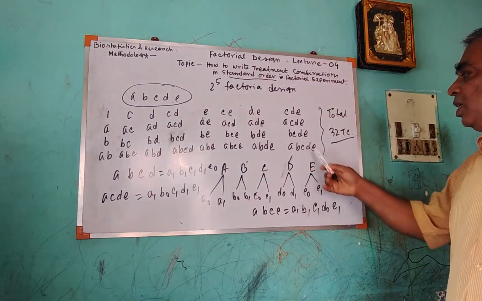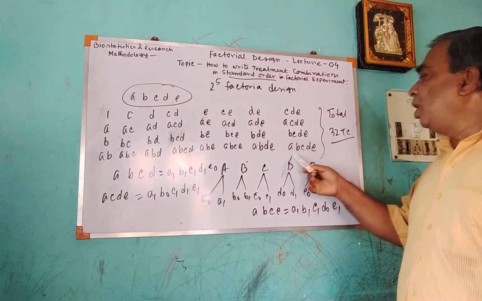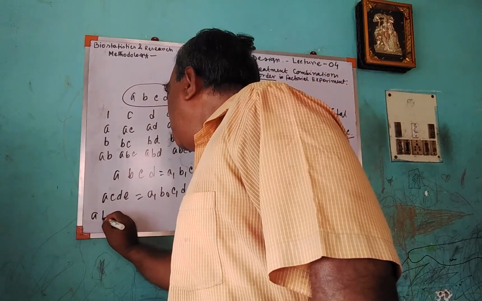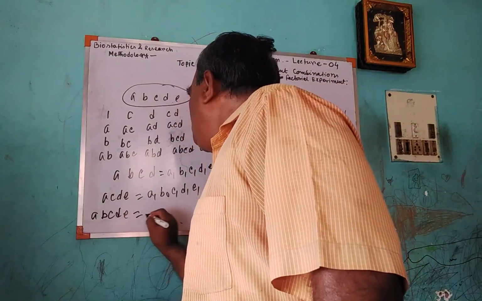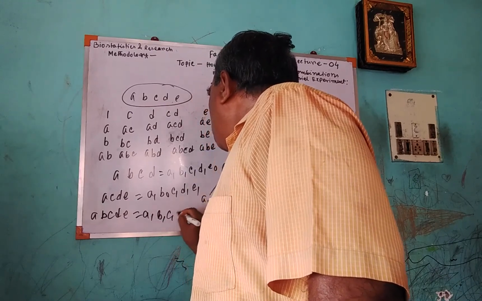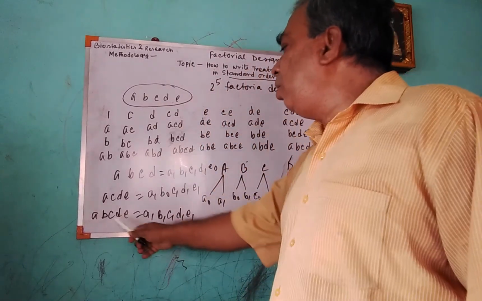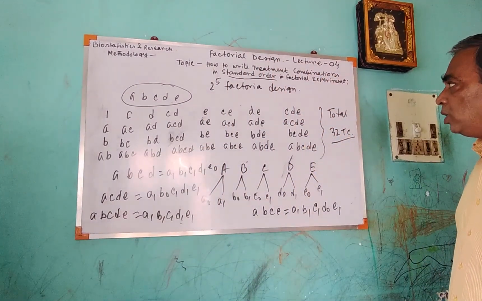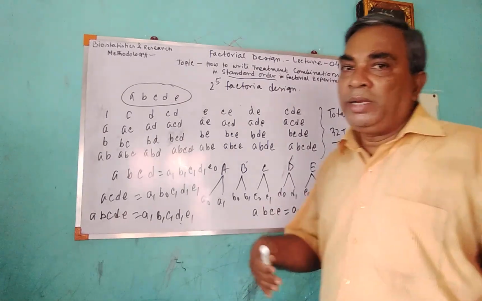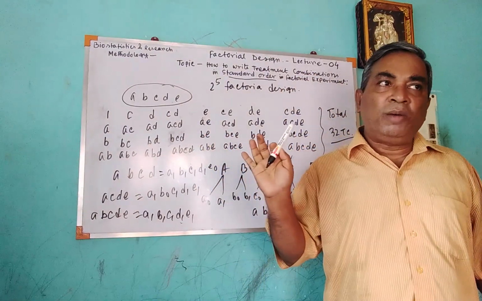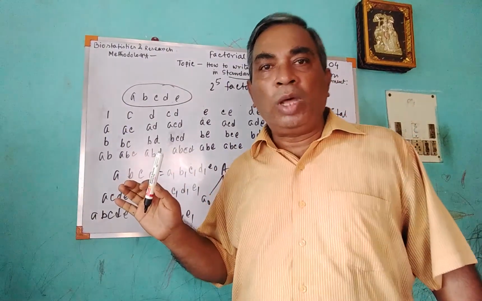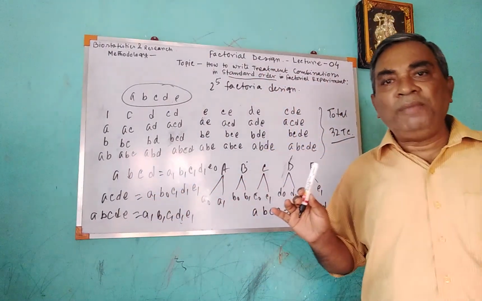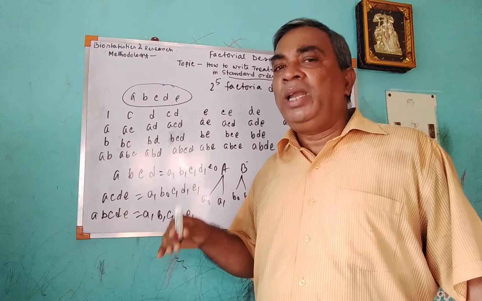Now what is ABCDE? That means all at higher level. You see, everyone is present. ABCDE. That means all at higher level. A1, B1, C1, D1, E1. This is the meaning of ABCDE. Okay, all are present. That means all at higher level we are applying. So this is how to write the treatment combination in standard form of 2 square factorial design, 2 to the power 4 factorial design, 2 to the power 5 factorial design, and so on. Similarly, you can write others.